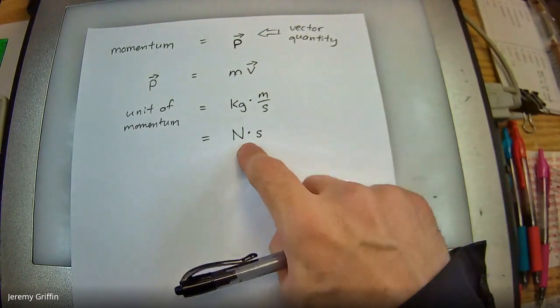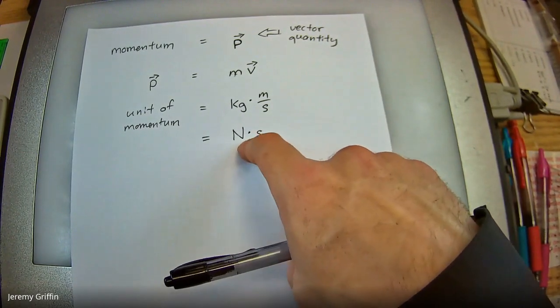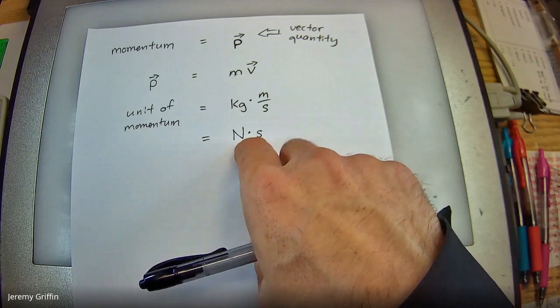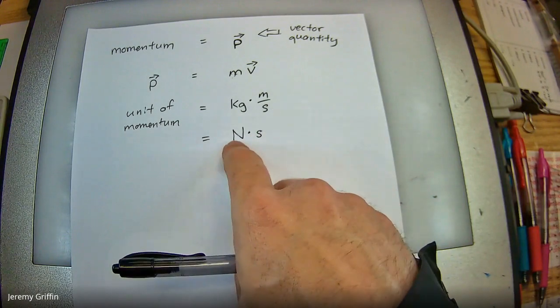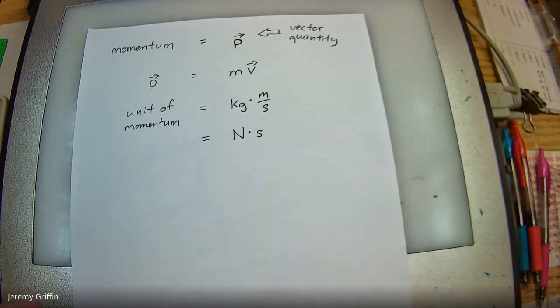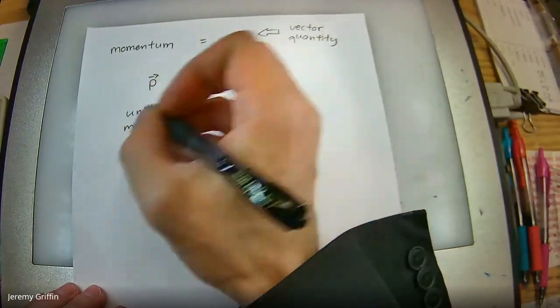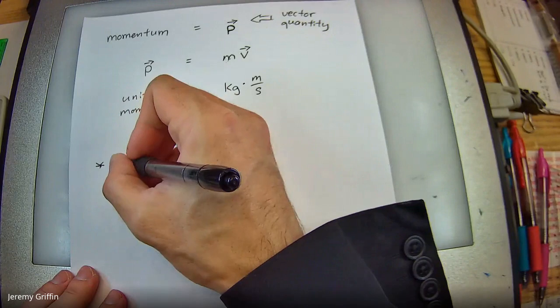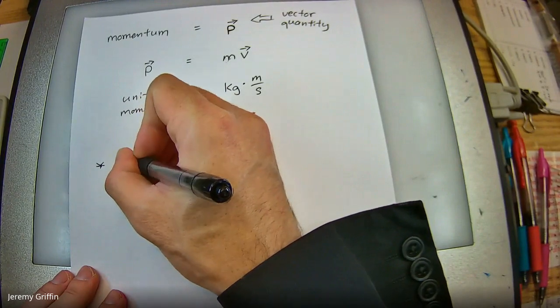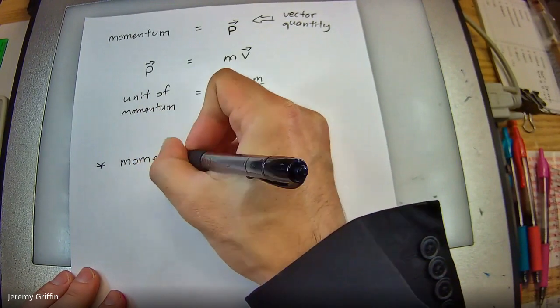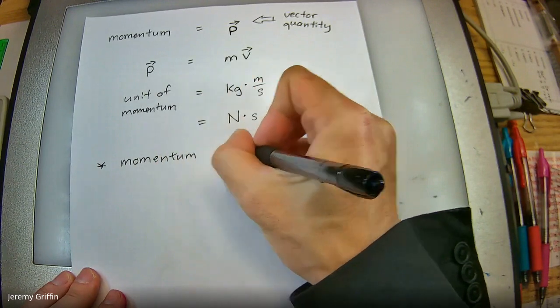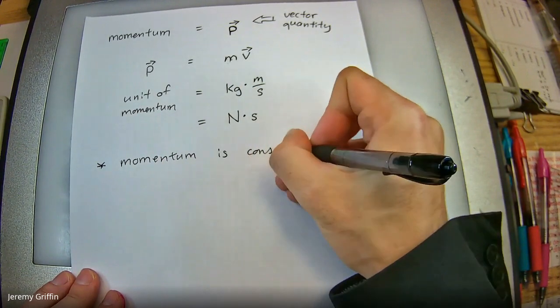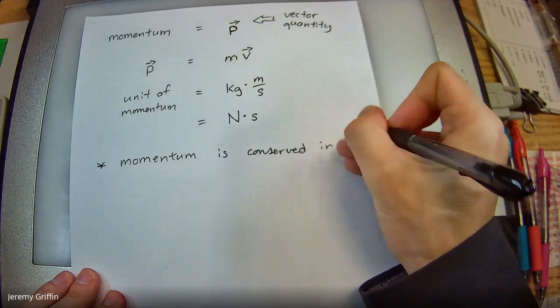This bottom one, the newton second, is more commonly used for a change of momentum, called an impulse. I'll get to my notes tomorrow. If you apply a force for some time interval, that's how you change the momentum of something. But we're not quite there yet. So I'll give you guys this principle that's hugely important in this class, and that's that momentum is conserved in a closed system.